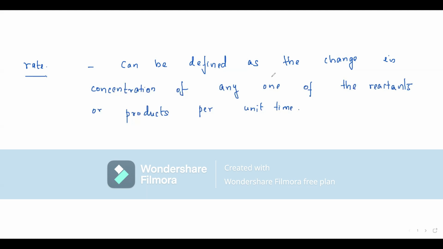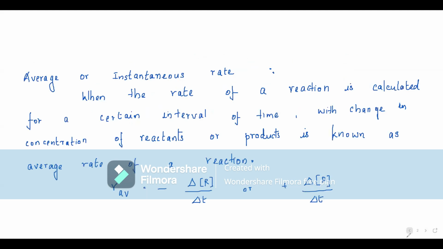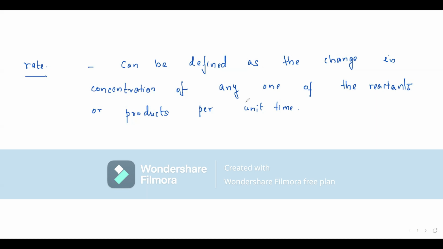Okay, may sound something difficult to understand, right? So, rate of a reaction. Let us analyze this, bit by bit, part by part. Rate of a reaction can be defined as the change in concentration of any one of the reactants. So they mean to say that when the reaction proceeds, the concentration of reactants is decreasing. At the same time, concentration of products is increasing.